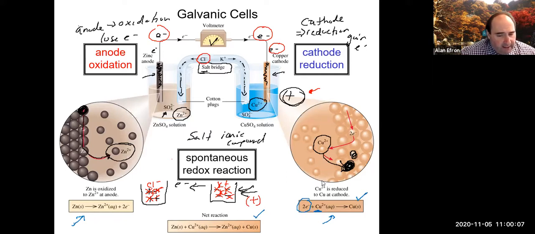The overall net ionic reaction that's taking place is zinc going from no charge to +2 when it loses electrons, and the copper is saying thank you very much. The copper with the +2 charge is picking up those electrons and going to solid copper. Any questions on that there?